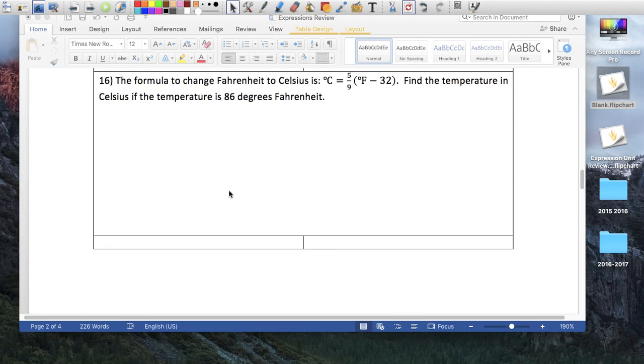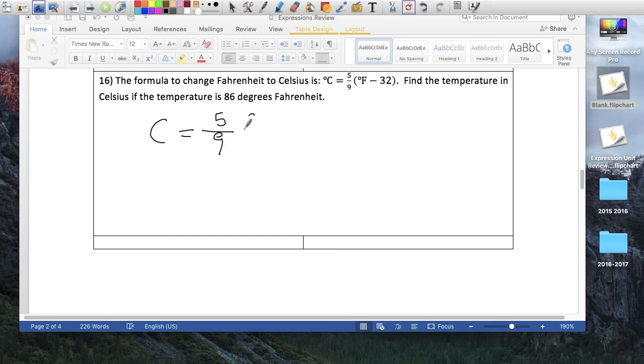16. The formula to change Fahrenheit to Celsius is C equals 5 over 9, parentheses, Fahrenheit minus 32. Find the temperature in Celsius if the temperature is 86. So if it's 86 degrees Fahrenheit here in the United States, what would the rest of the world think the temperature is? So that's what we're doing. Because as far as they're concerned, we're probably boiling.